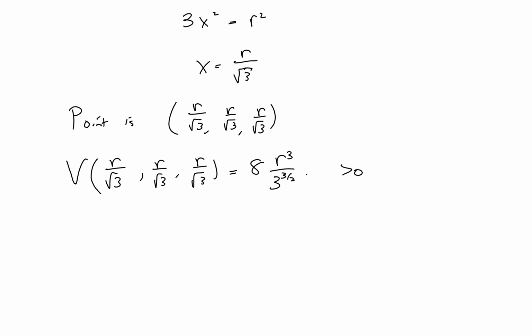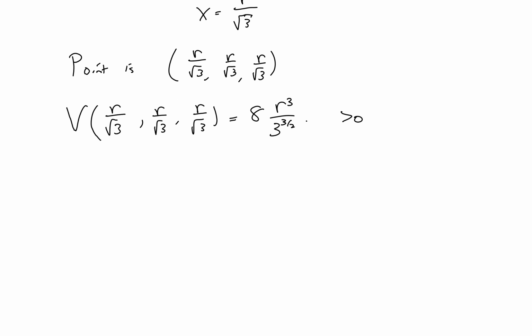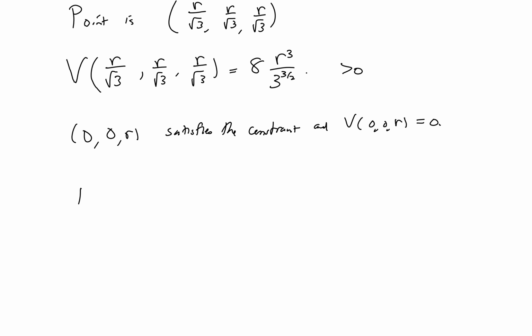And note this is bigger than 0, when we already saw above that we could get 0. So for instance, (0, 0, r) satisfies the constraint, and V of (0, 0, r) is equal to 0. Thus, this thing here is the maximum, which is what we were looking for.